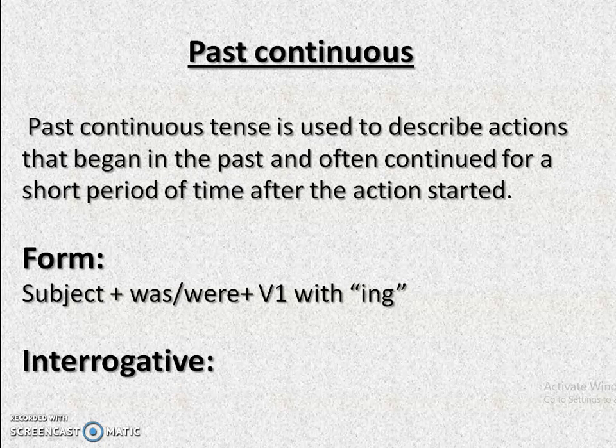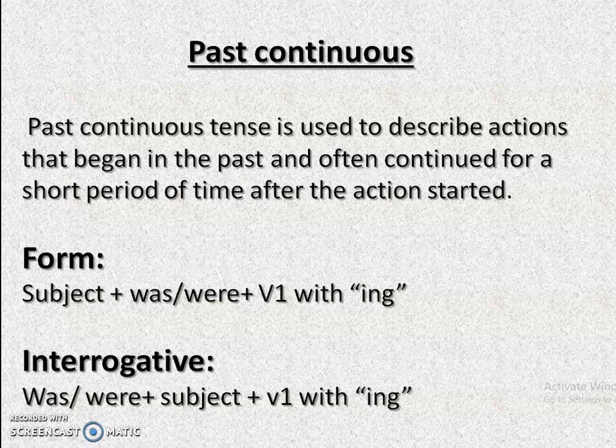Next comes past continuous tense. Past continuous tense is used to describe actions that began in the past and often continued for a short period of time after the action started. The form: subject plus was or were plus V1 with ing. The interrogative sentence form is was or were plus subject plus V1 form of verb with ing.